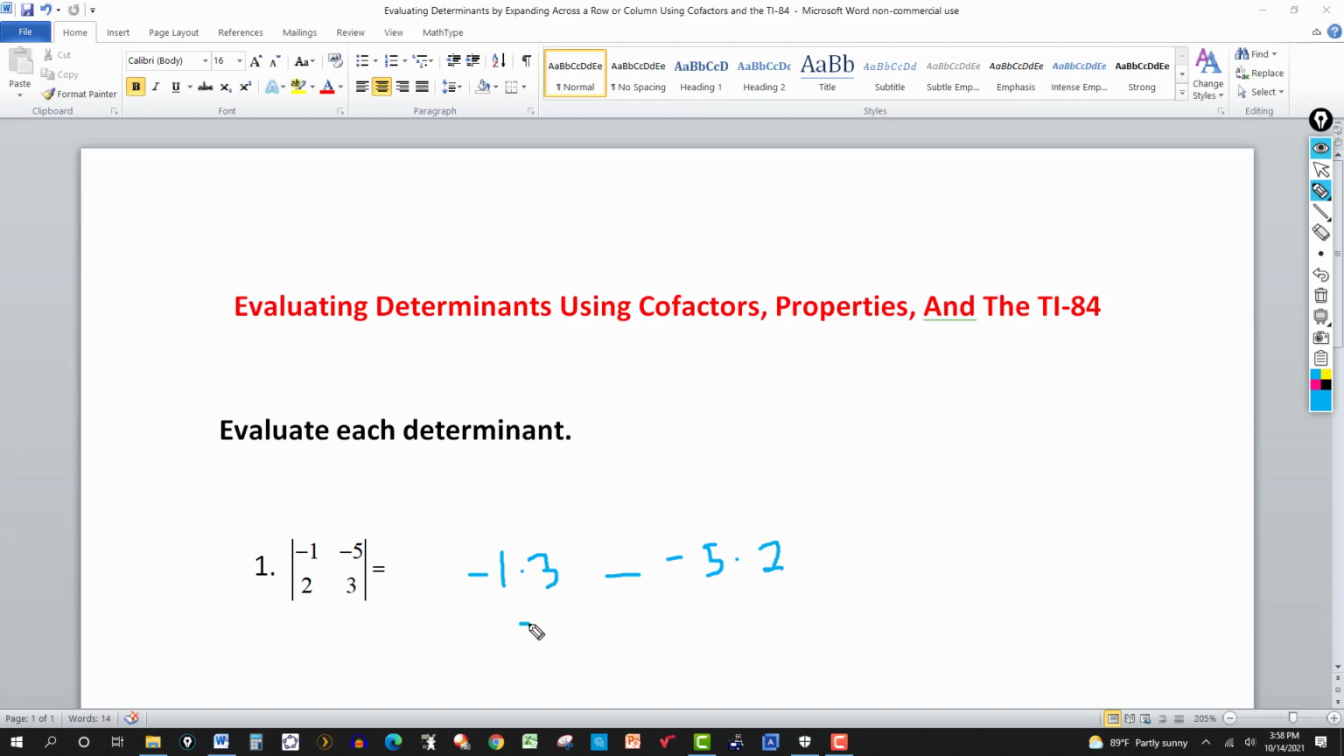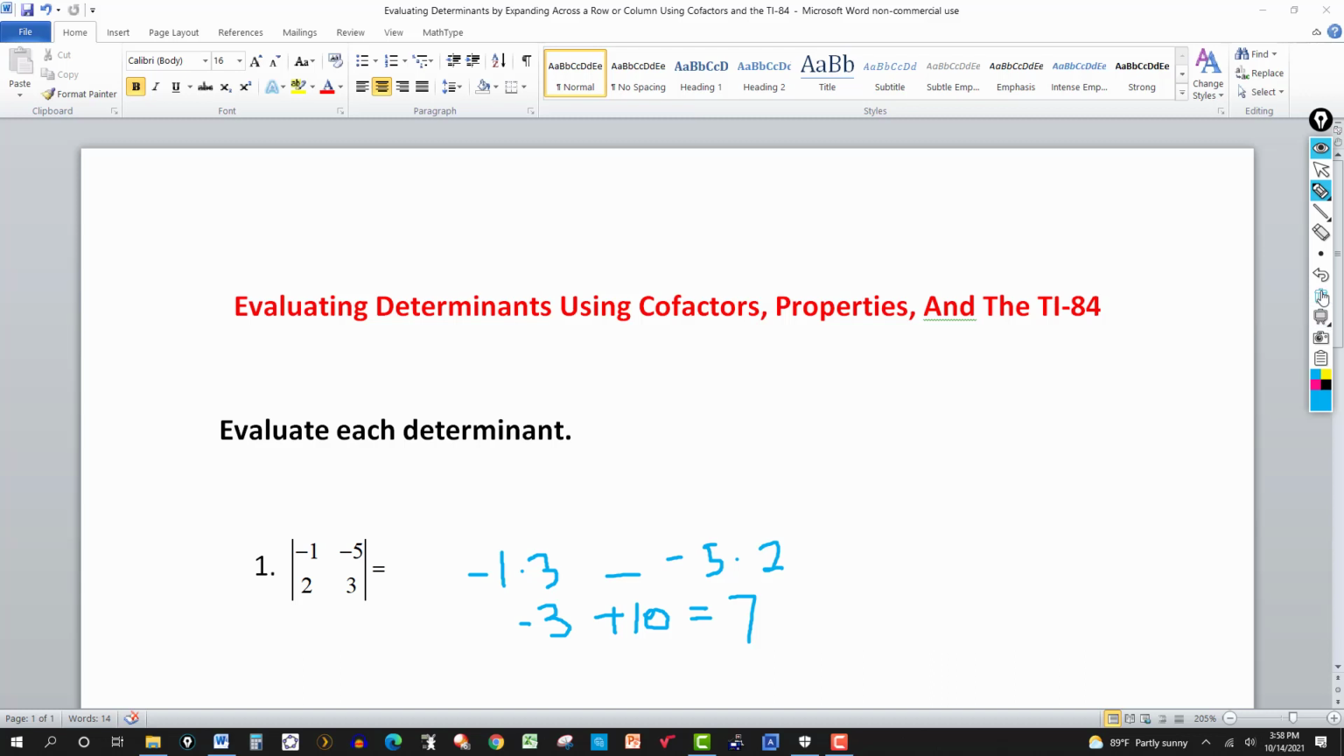So this of course is a -3 here, this product. And this is -10. 2 times the -5 is -10, but the minus here makes it a +10. And this of course gives me 7. And of course, one of the main applications of determinants is to solve systems of equations using Cramer's rule. I've done at least one video regarding that. So the answer to this one is 7.